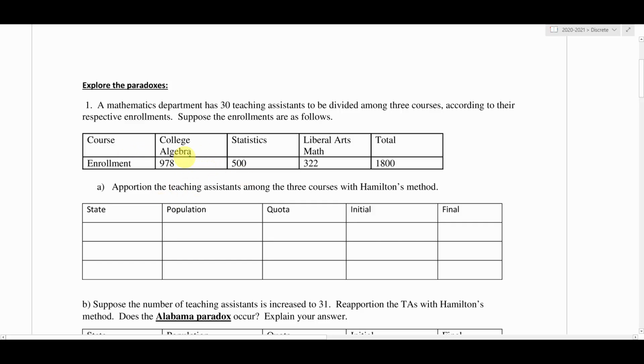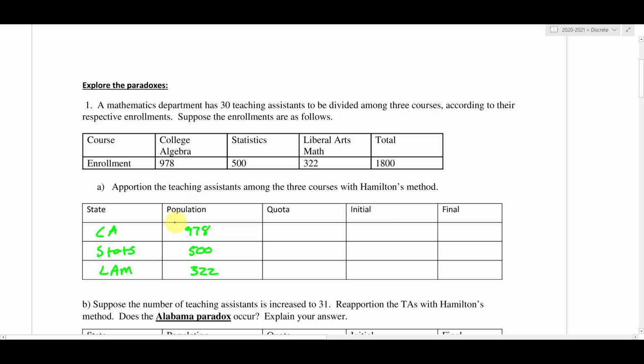And so we've got a situation here where we essentially have three states, right? They're math classes, but we're going to pretend like they're states, like in the other examples, okay? So in our table here, I'm just going to go CA for college algebra, stats, and liberal arts math. And then we jot down their populations. So we've got 978, 500, and 322.